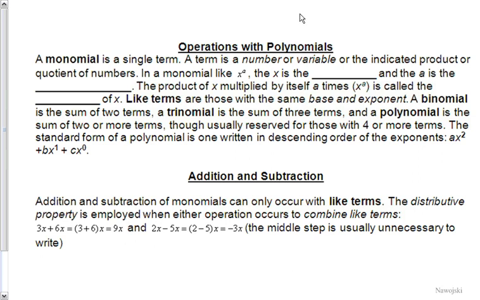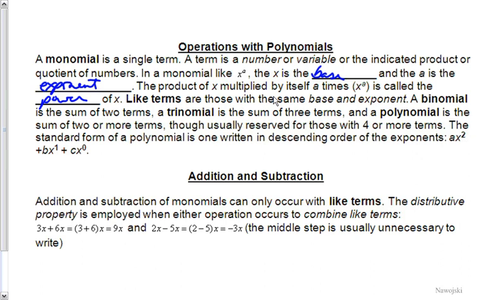Alright, a monomial is a single term. Mono means one, binomial two, trinomial three, and so on. You know this stuff. A term is a number or a variable or the indicated product or quotient of numbers, like the monomial term x to the a. Just an FYI, x is the base, the top number, the a, which is usually a number but could be a variable, is the exponent, and of course the whole thing is the power. Okay, so x to the a is the power. Remember, x to the a is x with a copies of it multiplied. So x to the fourth is x times x times x times x, 4 copies, okay?